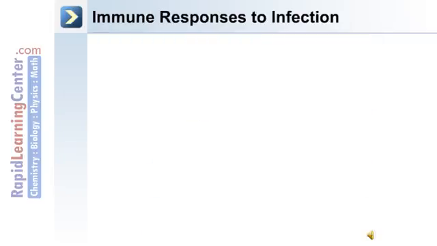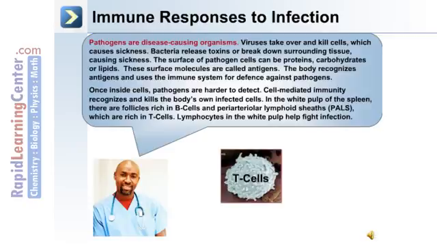Immune responses to infection. Pathogens or microorganisms are disease-causing organisms. Viruses, for example, take over and kill cells, which causes sickness. Bacteria in the body can release toxins or break down surrounding tissue, causing sickness.